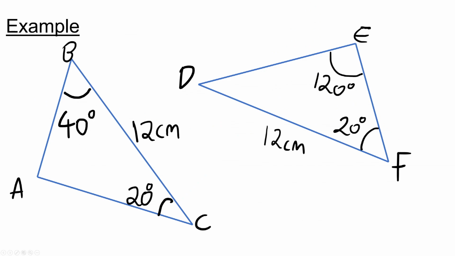Here's an example for us to try. So if we want to show that these two triangles are congruent, we could say, well, the triangle on the left, ABC, has got 40 degrees, 12 and 20 degrees. And we can calculate for the triangle on the right what the missing angle is. We add up the angles we know, 140, take away from 180, we get 40. So we can see the two triangles have 40 degrees, 12 centimeters in between, and then 20 degrees, which tells us that they're congruent by angle, side, angle.